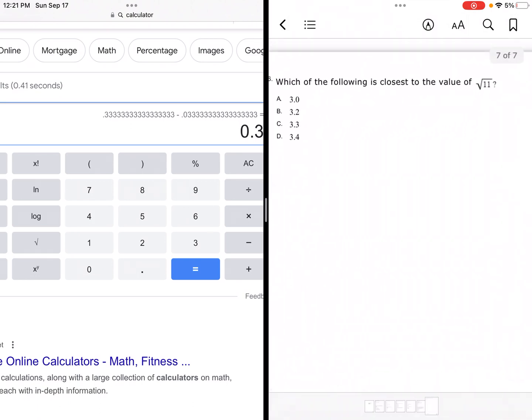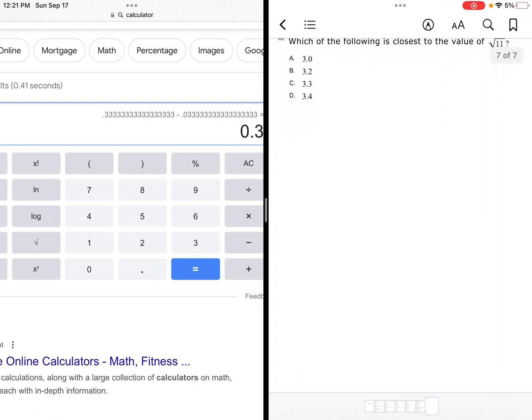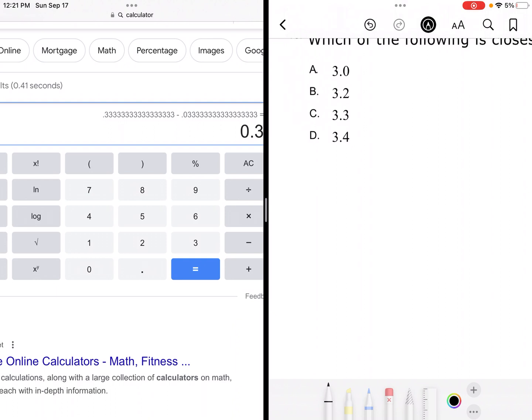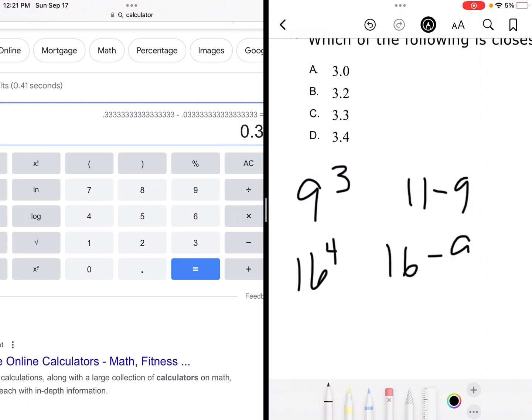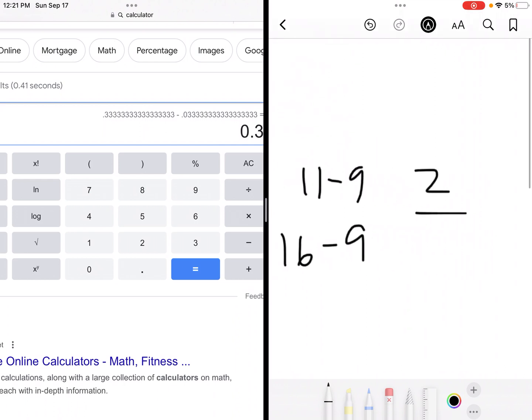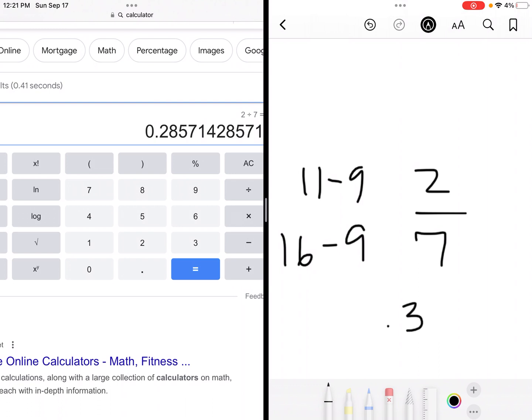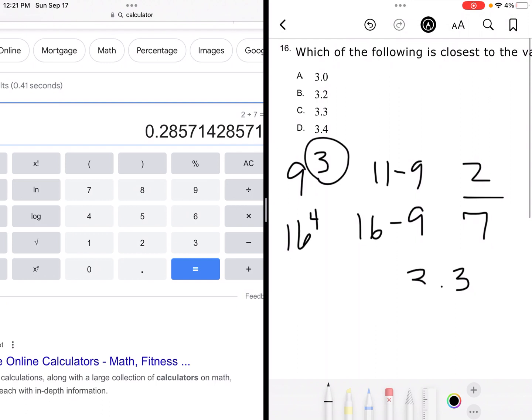And the last question, which of the following is closest to the value of the square root of 11? You should have done 9 and 16, 3 and 4, and then done 11 minus 9, 16 minus 9, 2 over 7. The 8 tells the 2 to round up, so it's going to be 0.3. So it's going to be 3.3.